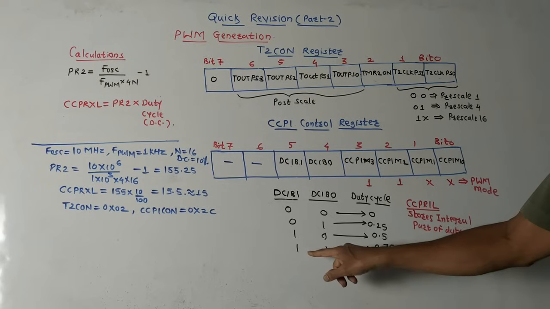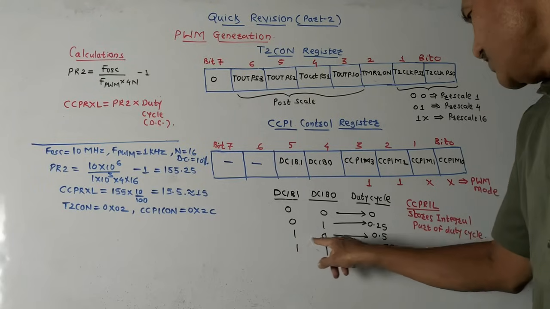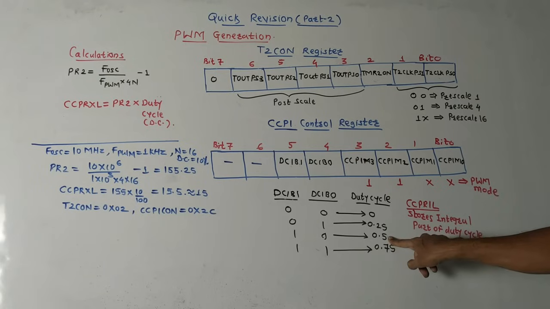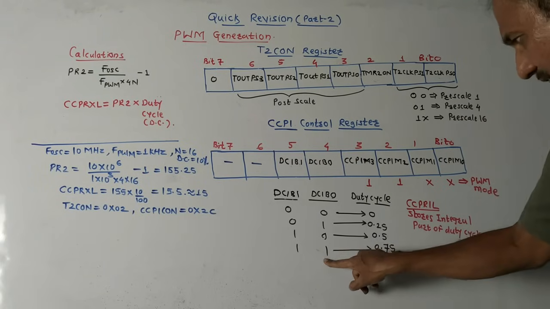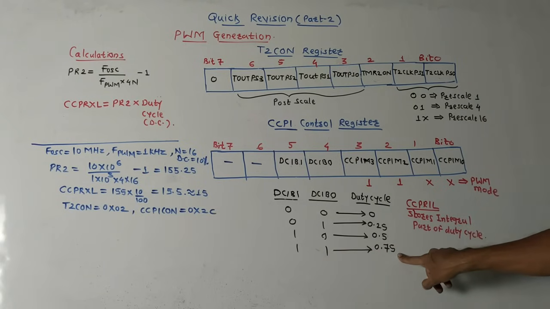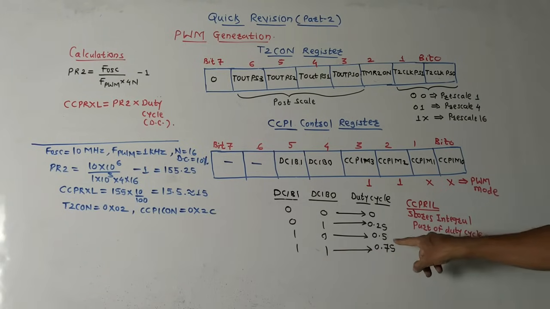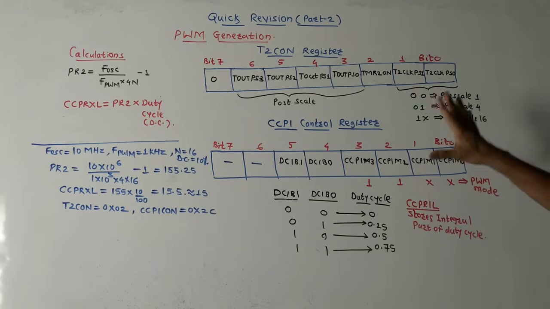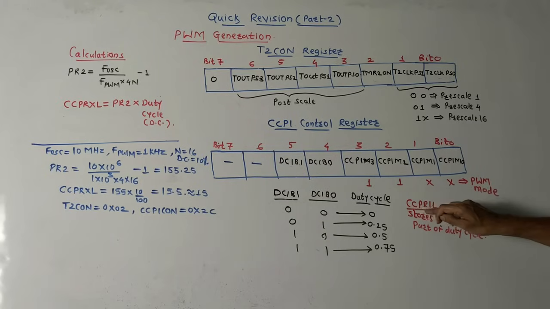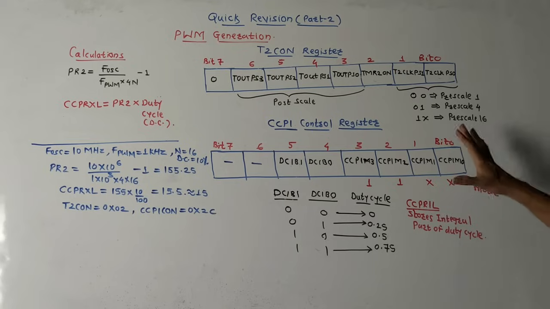Then if it is 1, 0, duty cycle is 0.5, that is 50% duty cycle, and 1, 1 represents 75%, that is 0.75, so 75% of duty cycle. In this case, do remember CCPR1L, it stores the integral part of the duty cycle.